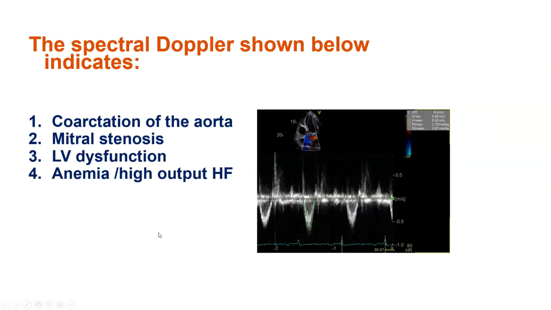How about this spectral Doppler? What's the diagnosis here? Coarctation, mitral stenosis, LV dysfunction, or anemia, high output failure. What is one seeing here? We're seeing an alteration in the magnitude of the LVOT VTI. Keep in mind that a roughly normal LVOT VTI should be in the high teens, low 20s, but of course is dependent on heart rate. The faster the heart rate, the smaller the VTI. What you're seeing actually is pulsus alternans, and this is indicative of severe LV dysfunction.